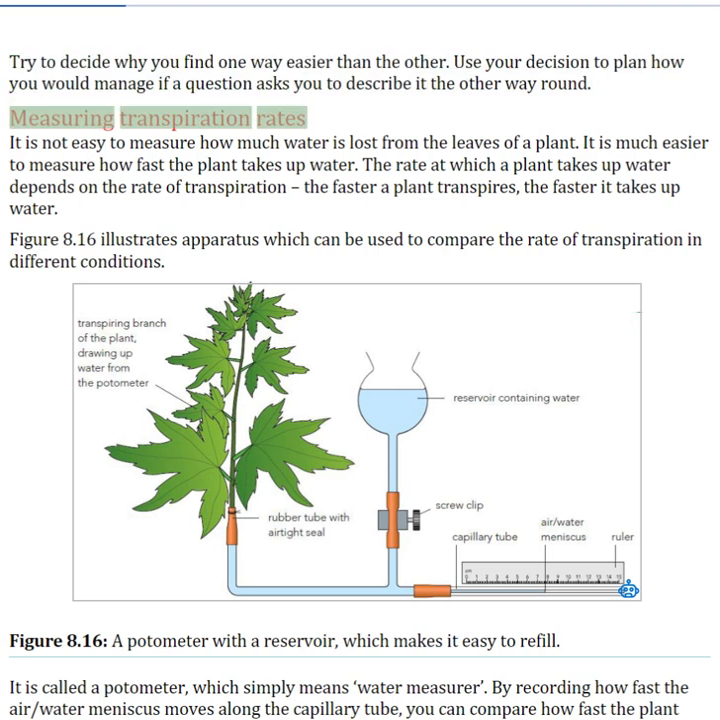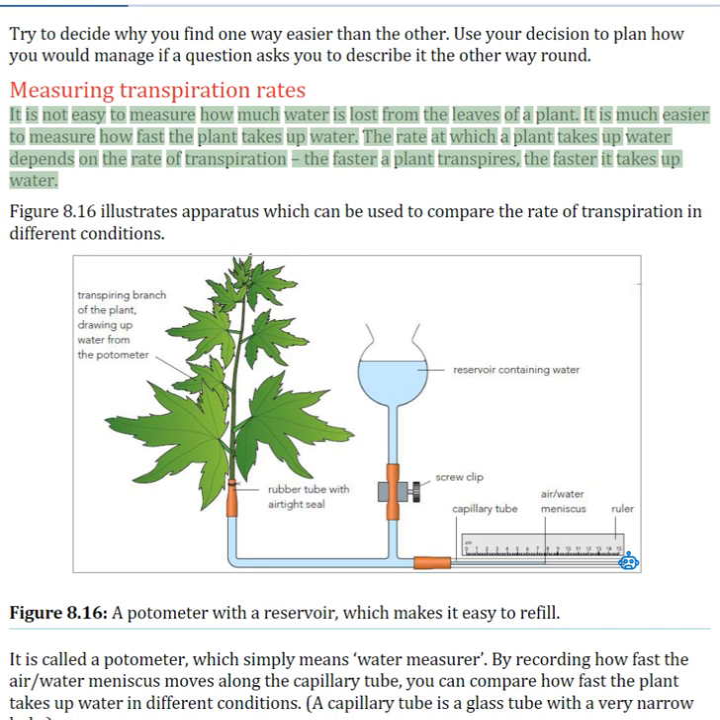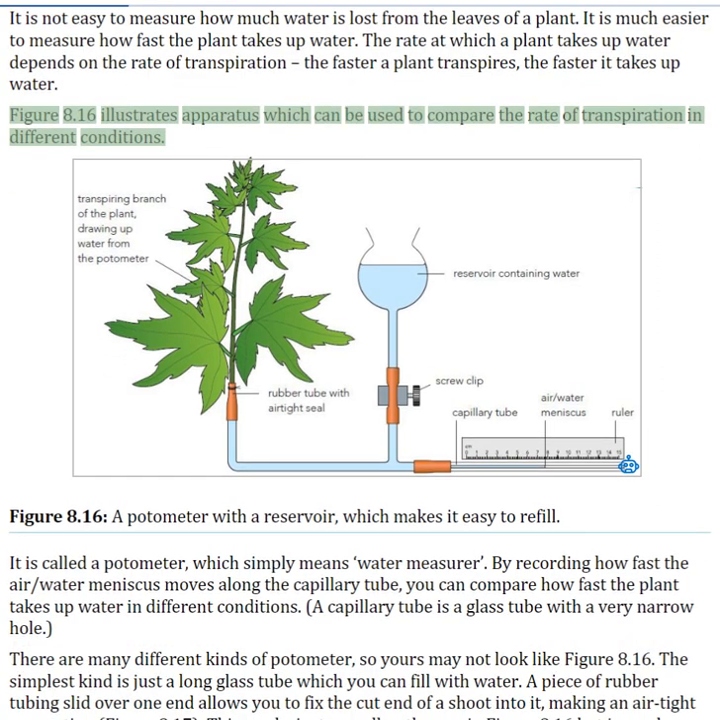Measuring transpiration rates. It is not easy to measure how much water is lost from the leaves of a plant. It is much easier to measure how fast the plant takes up water. The rate at which a plant takes up water depends on the rate of transpiration. The faster a plant transpires, the faster it takes up water. Figure 8.16 illustrates apparatus which can be used to compare the rate of transpiration in different conditions.